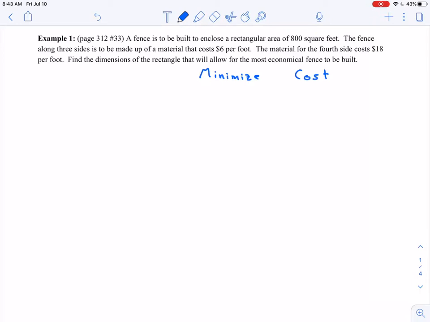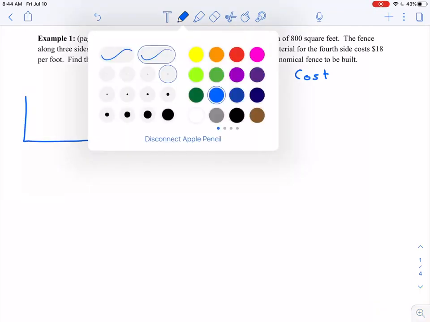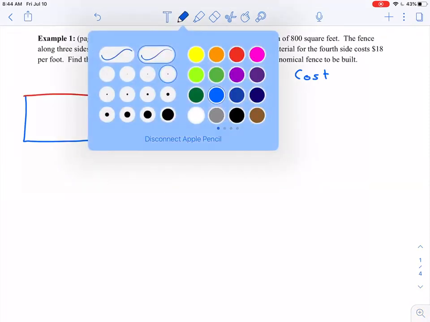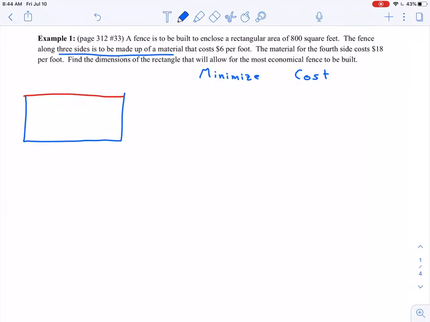For now, this is a pretty visual problem, I would say. We're talking about a rectangular area here. I would recommend drawing a picture. For some of these problems, especially when we're working with area and perimeter, I think that drawing a picture is incredibly helpful. So I'm going to draw a picture of a rectangle, but I'm going to make one of the sides a different color here, because it says 3 sides is to be made up of a material that costs $6 per foot. So let's say all of the blue sides right here, that is going to cost me $6 per foot.